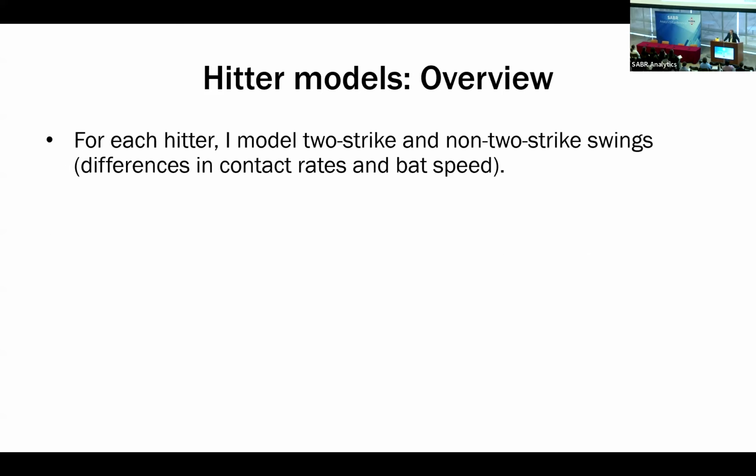Okay, so this is kind of an overview of what I'm doing. Again, I'm not going to give the details of every model, so here I'll give the overview of the approach. For each hitter, I'm going to model two-strike and non-two-strike swings. So I'm going to model differences in contact rates and bat speed. And these models are going to be different than what I showed in part one, more nuanced.